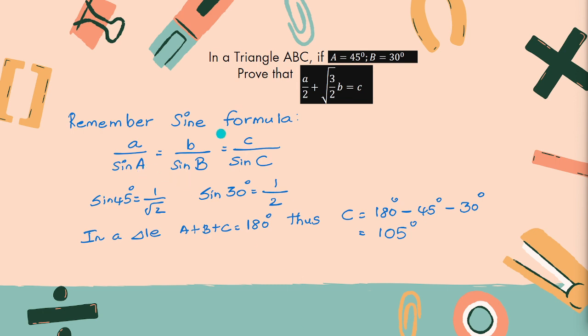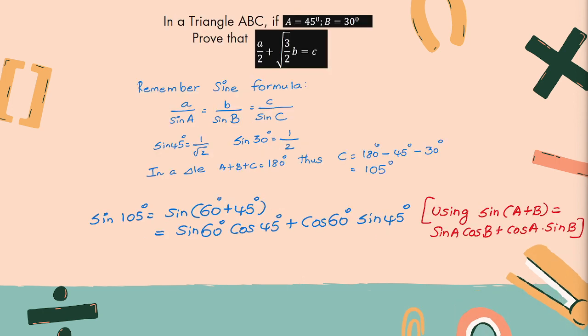So that means when you plug all the values into the sine formula, it would be a over sine 45 equals b over sine 30 equals c over sine 105. We of course know what sine 45 and sine 30 are, but we don't know what sine 105 is. And that's what we're going to find right now. So sine 105 can be broken down into sine 60 plus 45.